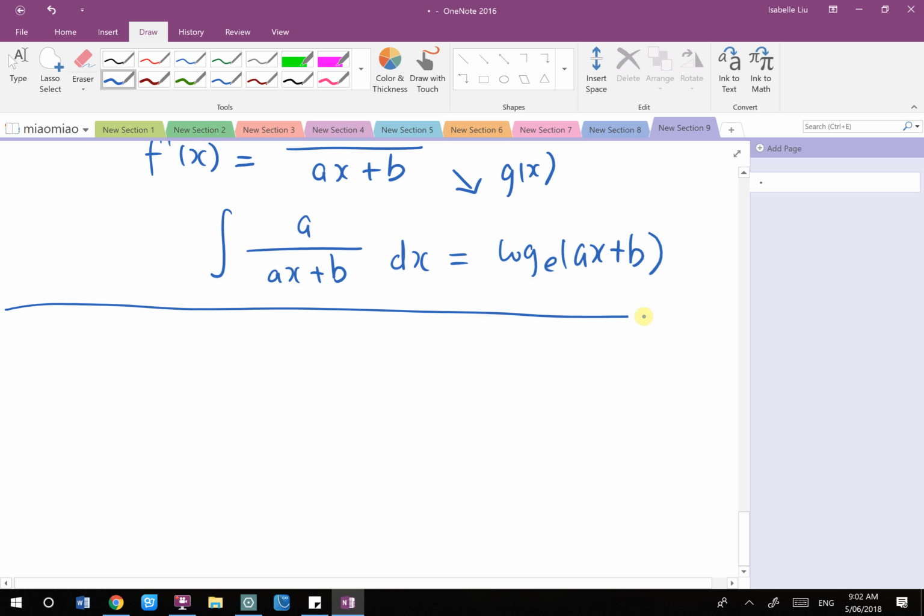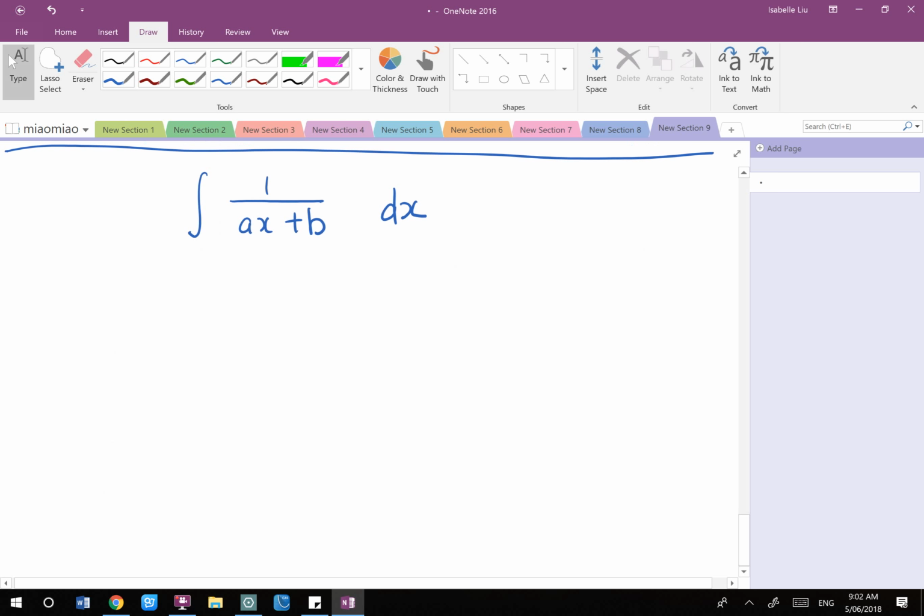Now, I want to anti-diff 1 over ax plus b dx. I know that something looks like a log, because it's power of minus one, I know that something similar to log. But I don't know what kind of log it belongs to. So I know if I have this, I'll have log. But I can't just create a value there.